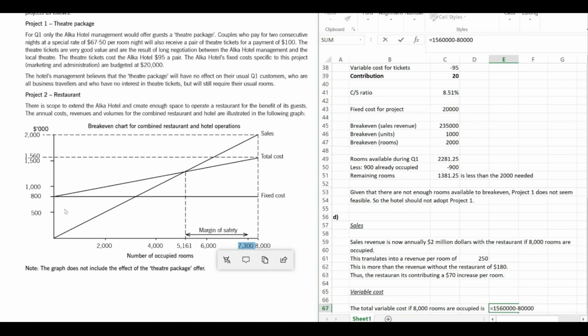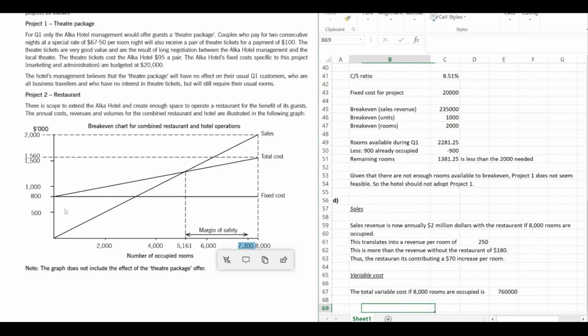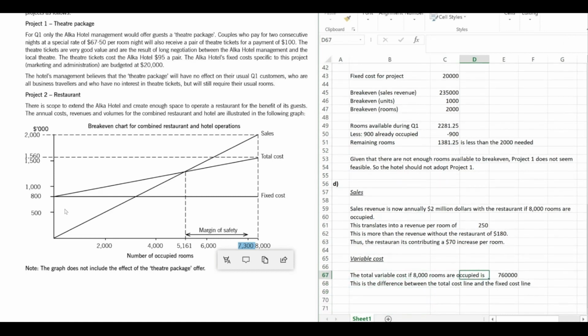So the total variable cost if 8,000 rooms are occupied is, and then we can simply take the 1,560,000 minus 800,000, and since we're gleaning this from the graph, let's make it clear. This is the difference between the total cost, because remember the question is asking us to analyze the graph, so we need to clearly show how we got this from the graph. Total cost line and the fixed cost line. Okay, we can also find the variable cost per room and compare that to the $60 variable cost we had originally, right?